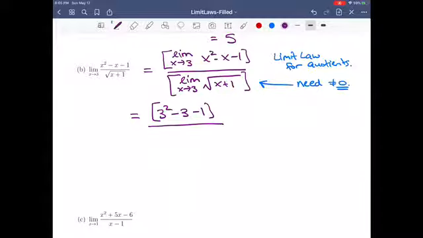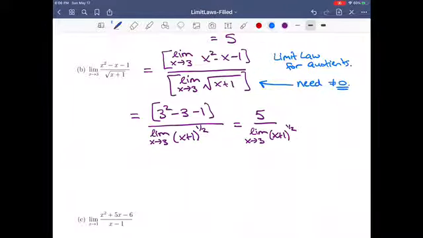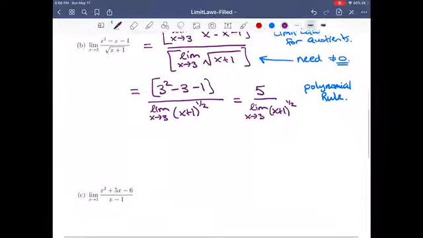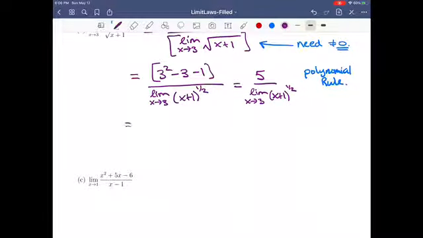And then for the bottom limit, I'm going to rewrite it. So it's x plus 1 to the power 1/2 instead of the square root. Okay, so 9 minus 4 is going to be 5 on the top. And then I'll write the bottom limit again. Okay, so what we used here was the polynomial rule in that step.